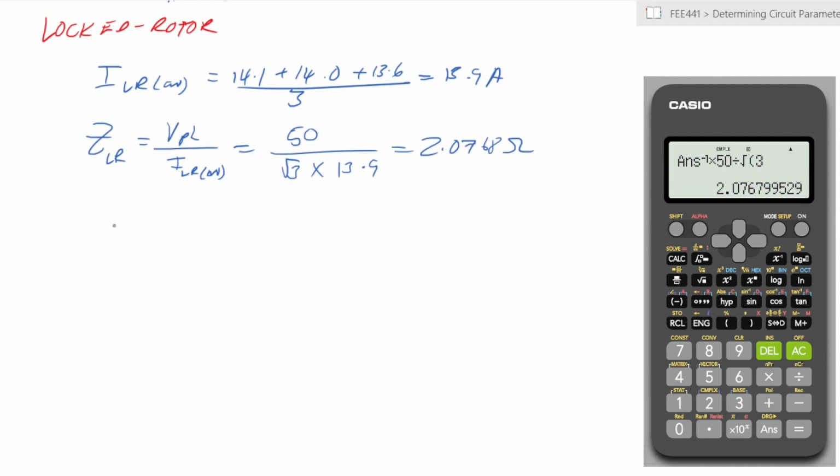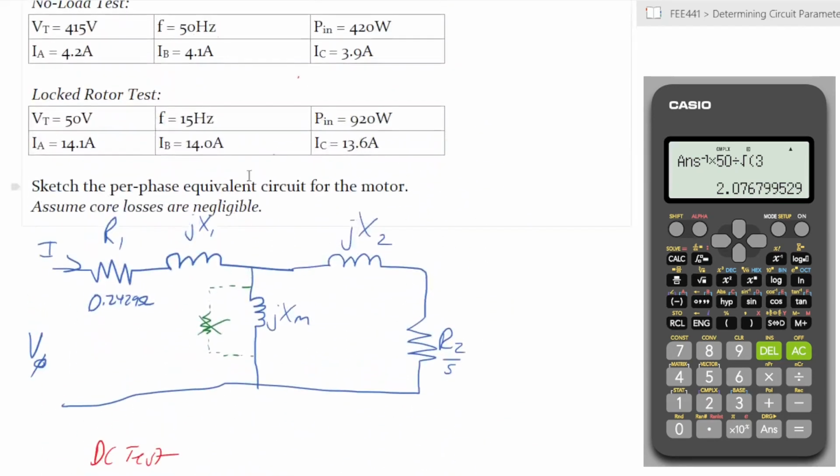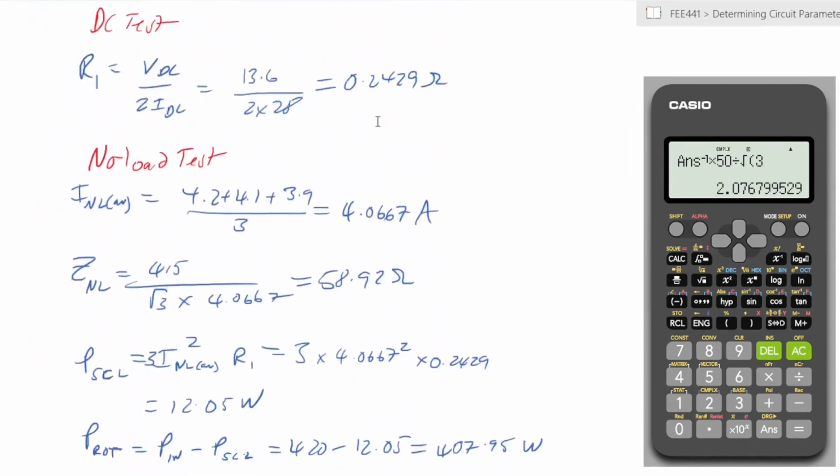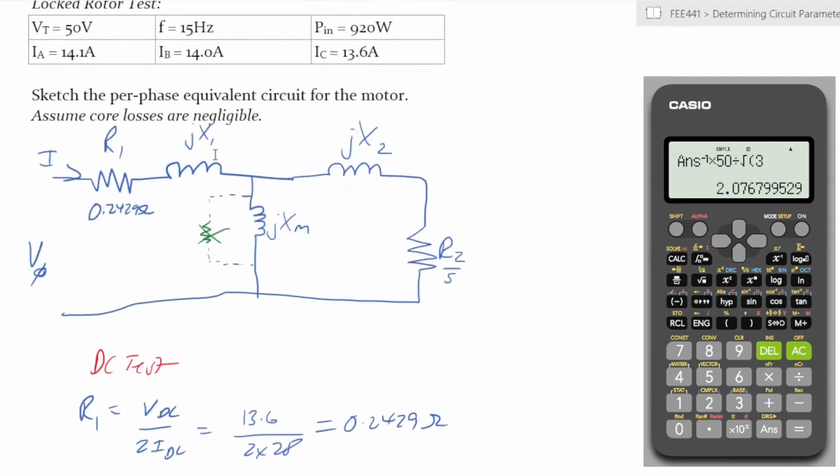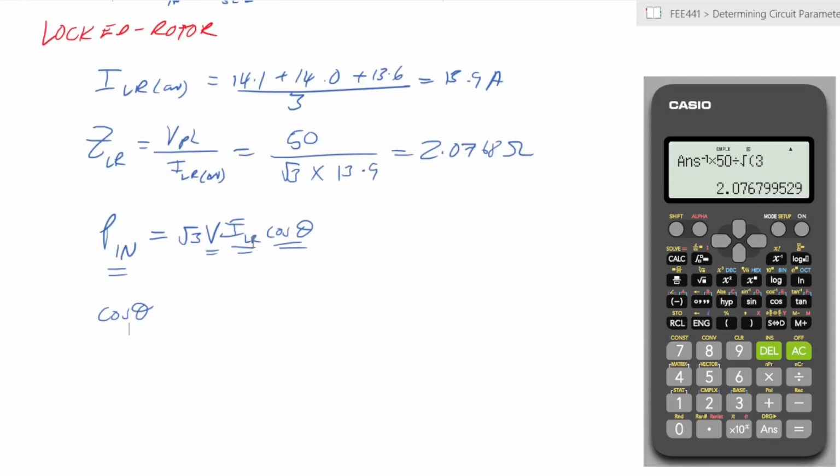So that means that our input power, which we have been given in the case of locked rotor, we know that it is 920 watts. But what is the component of this power? It is given by root 3 times the voltage times the current, which is locked rotor, times cos of the power angle. We don't know this power angle, but we have calculated the others. So here we want to get the power angle so that we can separate out the resistances and the reactive impedances.